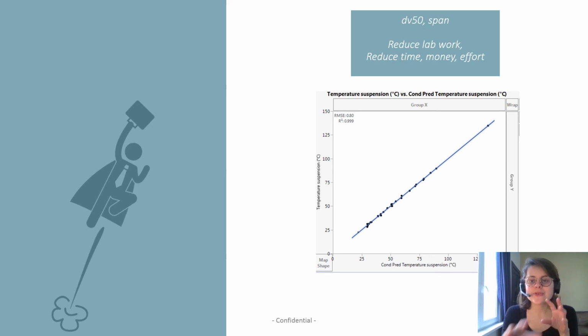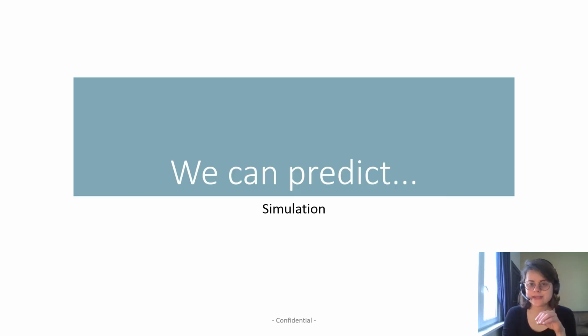So of course, applying these prediction expressions on temperature, but also on the Dv50 value and span, we really can reduce our lab work: just simulate your results, predict your results beforehand, and not have to go to the laboratory. And we can, of course, reduce time, money, effort, etc. Already showing the strength of applying these DOEs. We can also predict via simulations.